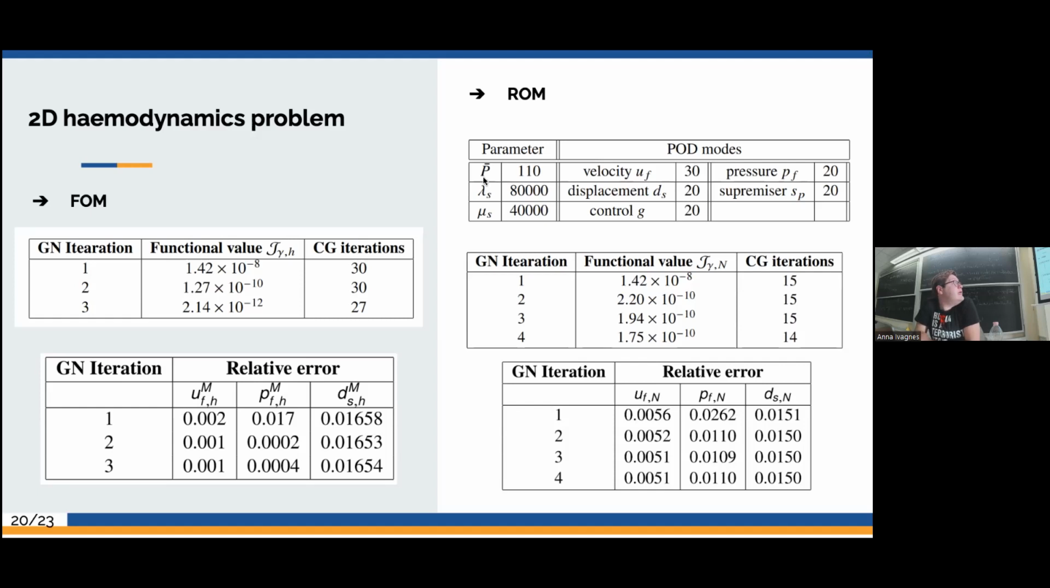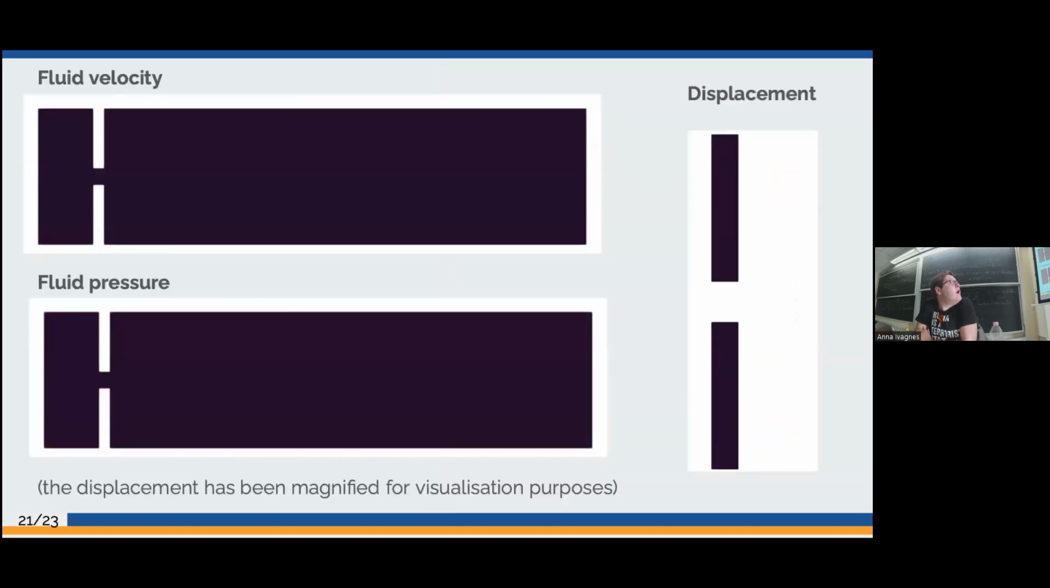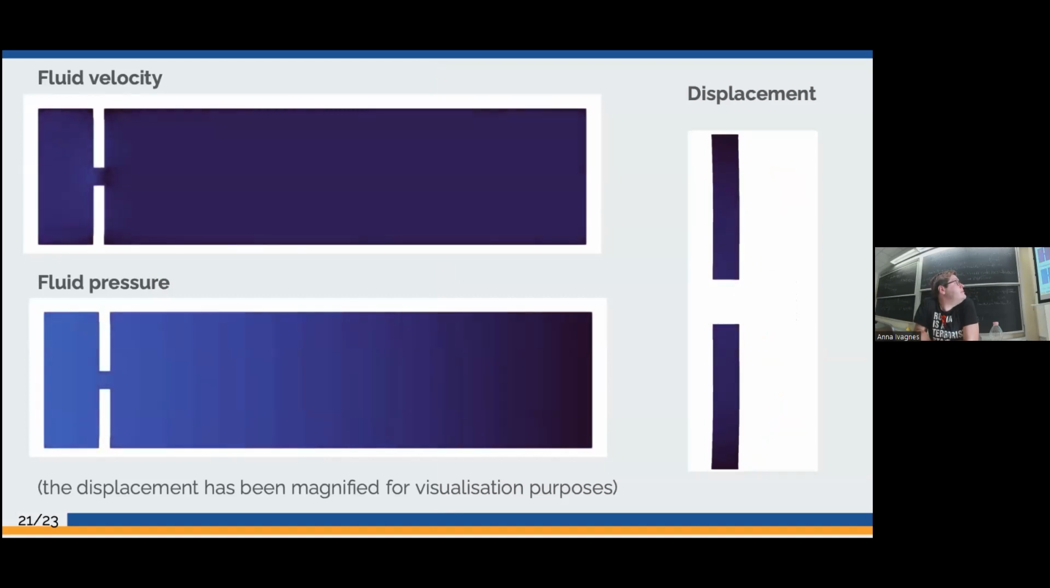We can see that the convergence of the functional for the full order model is slightly better than for the ROM case, but also from the errors, we can see that even with a quite small number of POD modes, we obtain a very good approximation of the components of the problem as a reduced order model. Here we can see how the solution changes in time.